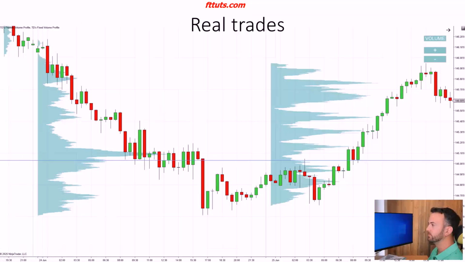Let me show you one more. This is a trade which I took recently on the US dollar Japanese yen. This is a 30-minute chart, daily profiles.